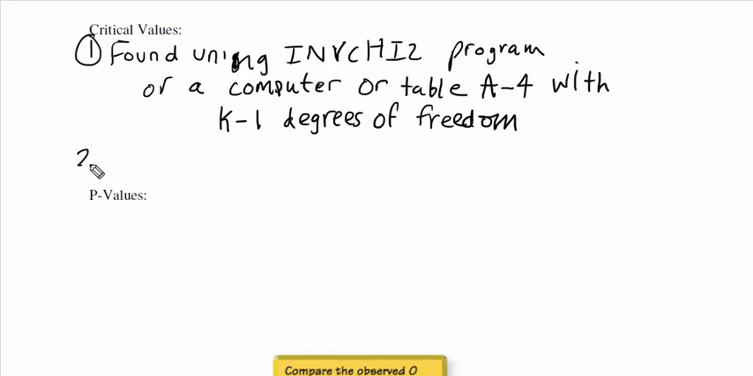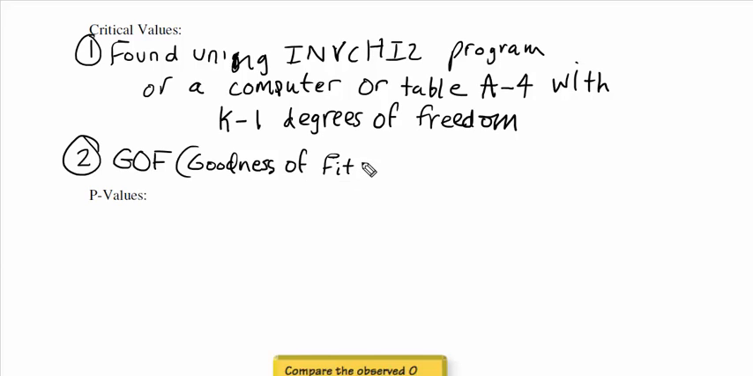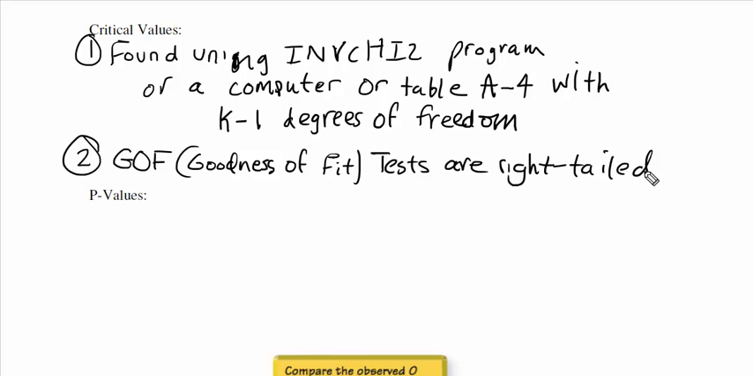And then the second note is that the GOF, or the goodness of fit test, is always right tail. And that is why when we started this chapter, I was always making sure to find the area to the right and not to the left.